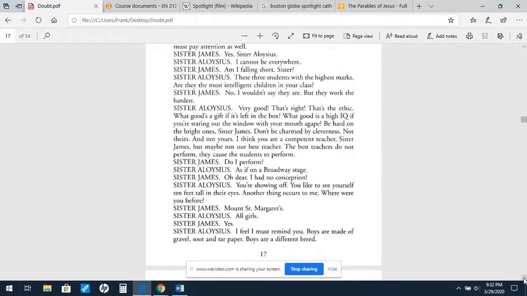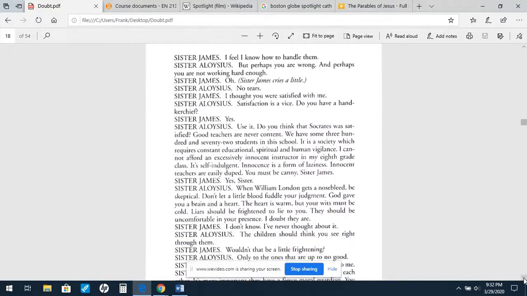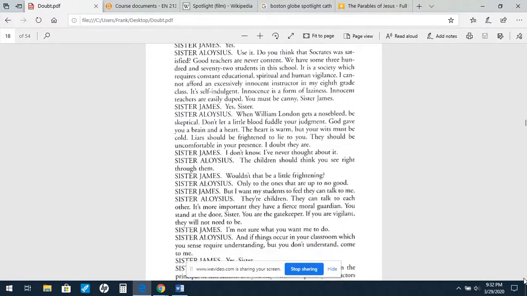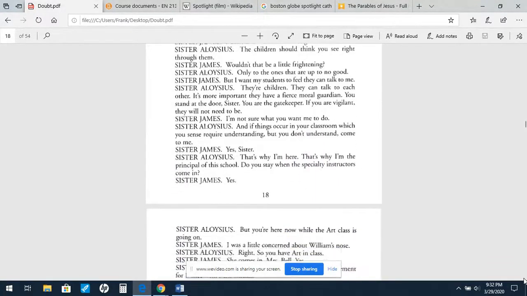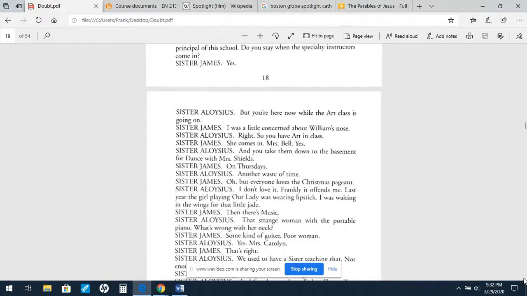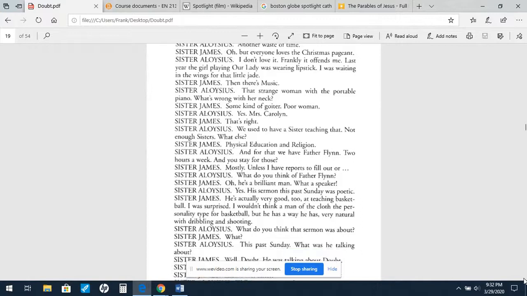Now, this gets to Father Flynn pretty soon. All right, so keeping in mind the sermon that Father Flynn gives in scene 1. Now, again, even though Father Flynn would be the only character on stage that we would see if we were in the theater watching this, apparently Sister James and Sister Aloysius were part of the congregation.